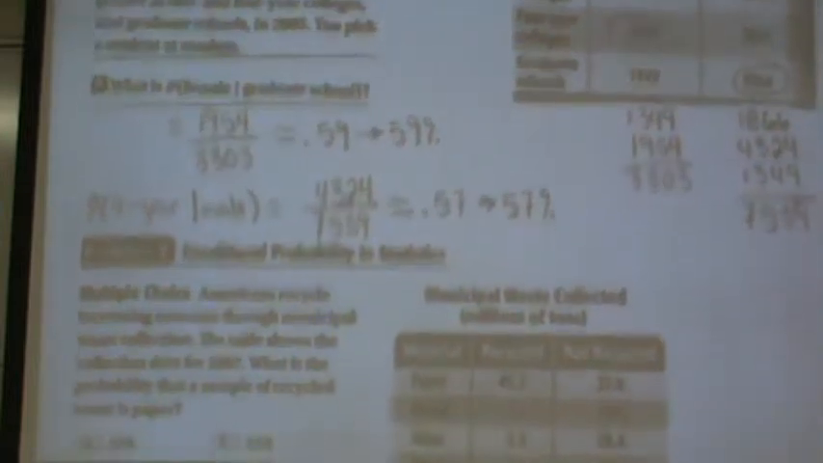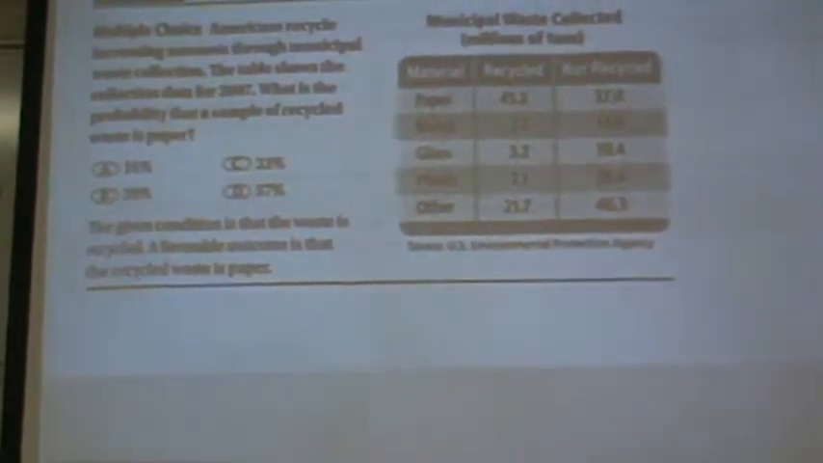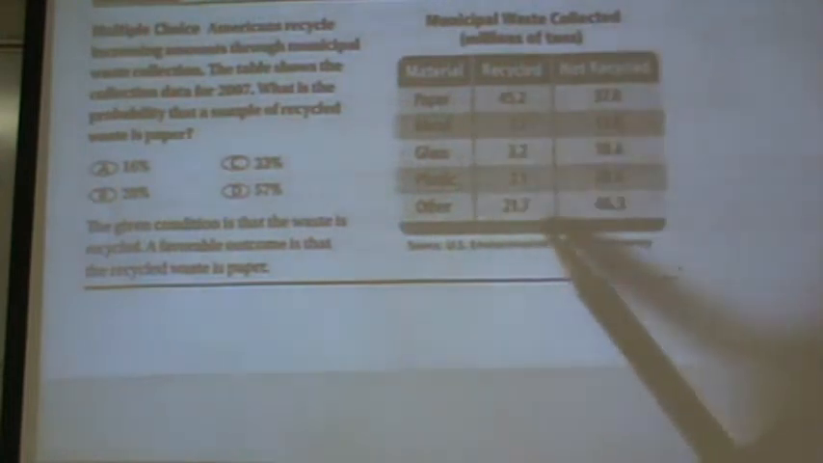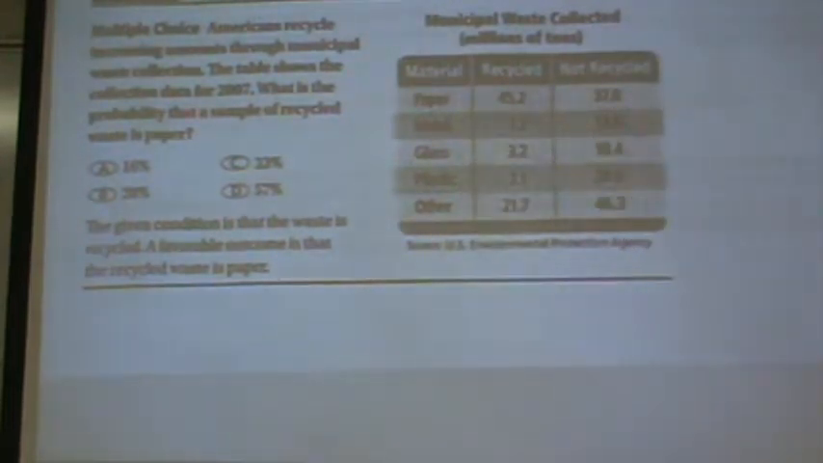All right, and now down to problem 2. In problem 2, we're going to do the same thing. We're given a table, and we need to interpret what we're asked for. It says Americans recycle increasing amounts through municipal waste collection. The table shows the collection data for 2007. What is the probability that a sample of recycled waste is paper?